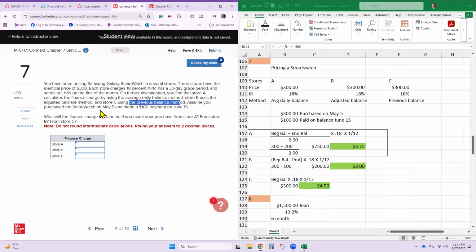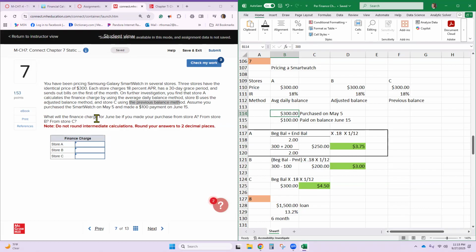Assume you purchased the smartwatch on May 5th and made a $100 payment on June 15th. All right, let's see if we can't figure this out. So one more time. Store A has a smartwatch for $300. They all have $300 watches. They all have an interest rate of 18%, but it's the method that they calculate the interest that's different. So we're purchasing the $300 watch on May 5th, and then we're making a payment of $100 on the balance on June 15th.